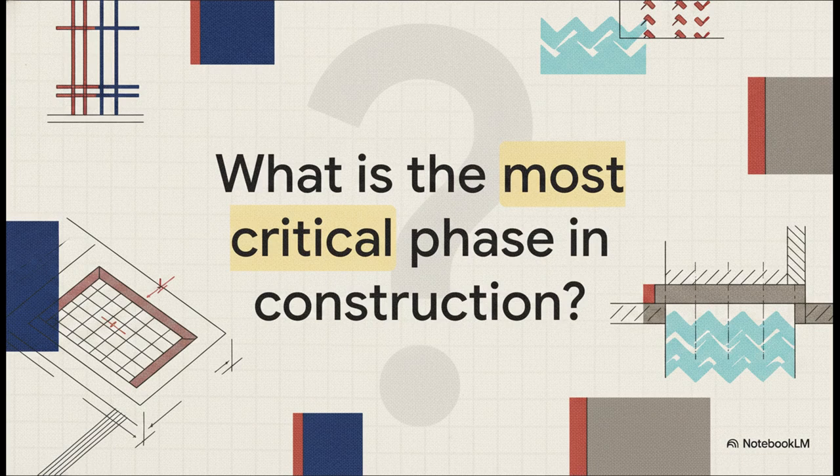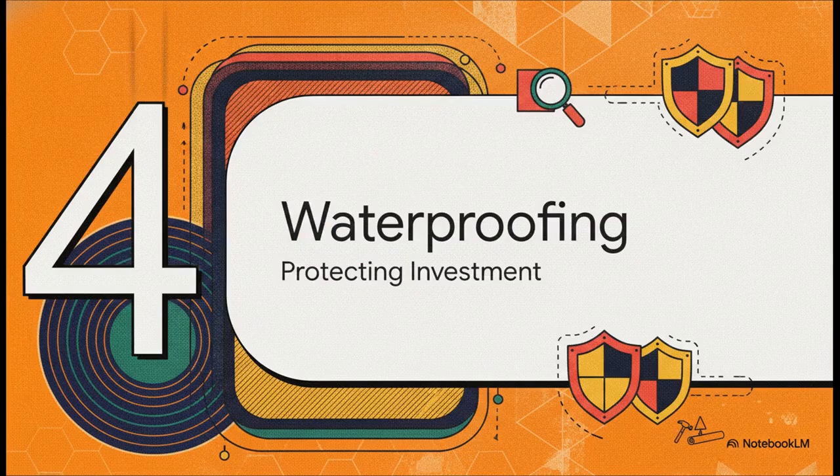Now, I want you to look at that entire process and ask yourself, what do you think is the single most critical phase out of all of them? Seriously, you could use the strongest concrete and the absolute best steel money can buy, but all that structural strength means absolutely nothing if you mess up this next crucial step. Which brings us to Section 4, waterproofing and quality checks.